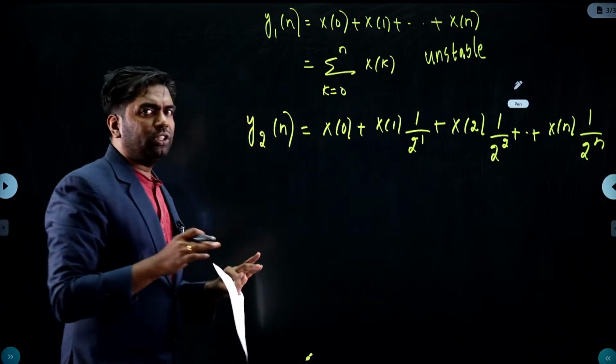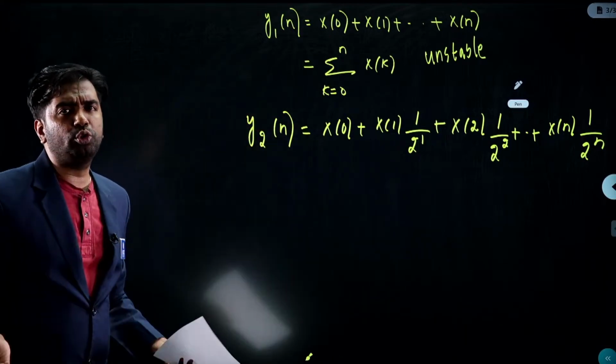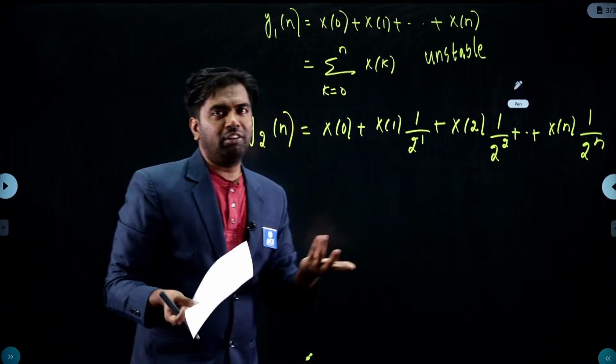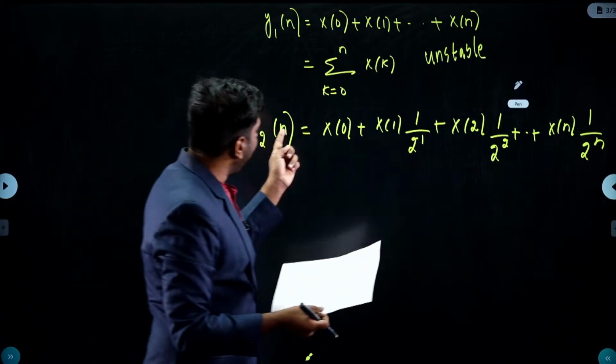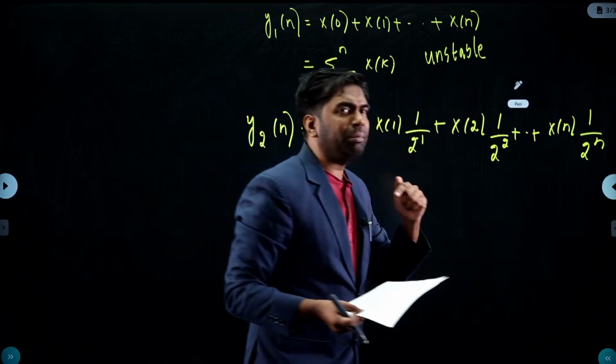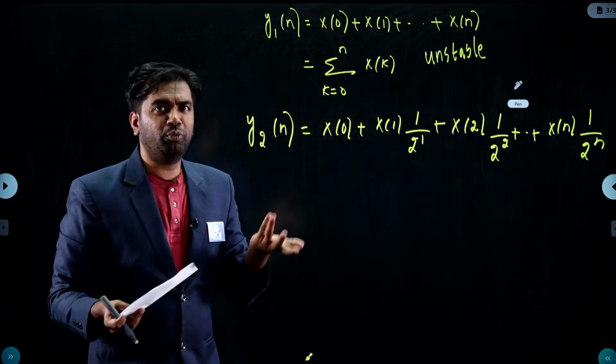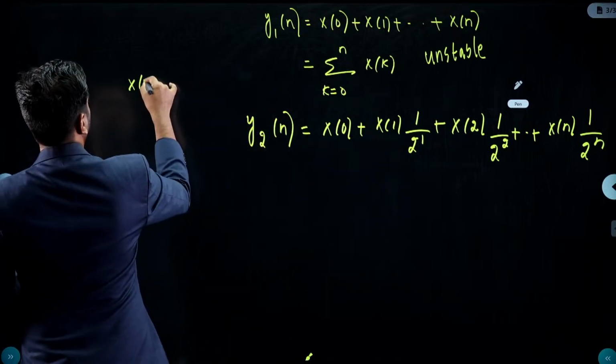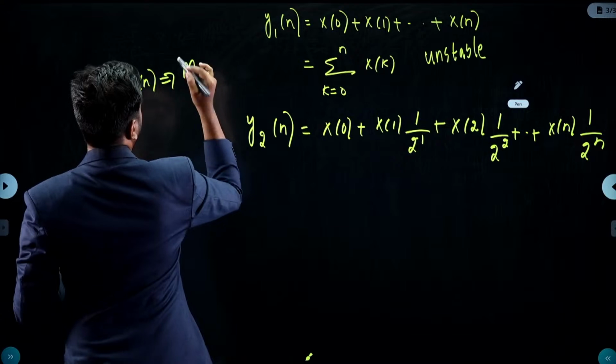So what I usually do is, let us apply, so we usually apply a bounded input. So bounded input means its maximum value is obviously a finite number. So in the place of all these input values, let me substitute the maximum value. So we are substituting the maximum value. So let the maximum value of x of n, the maximum value of x of m, let this be m.